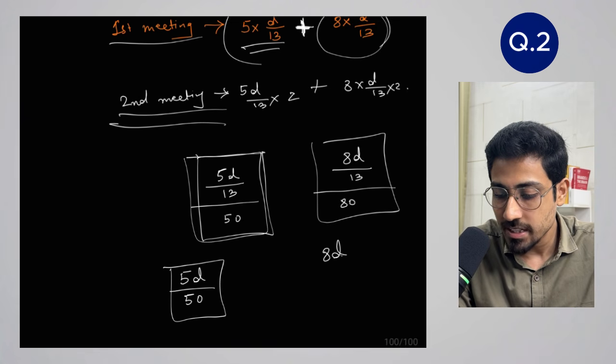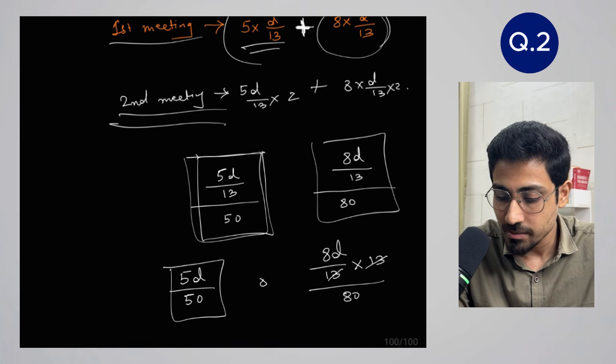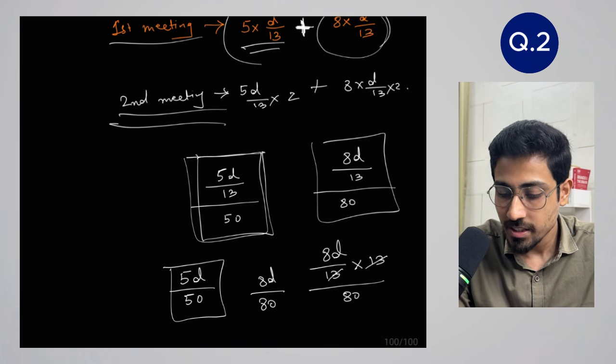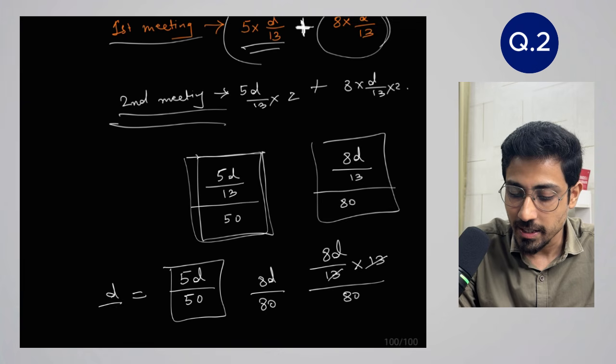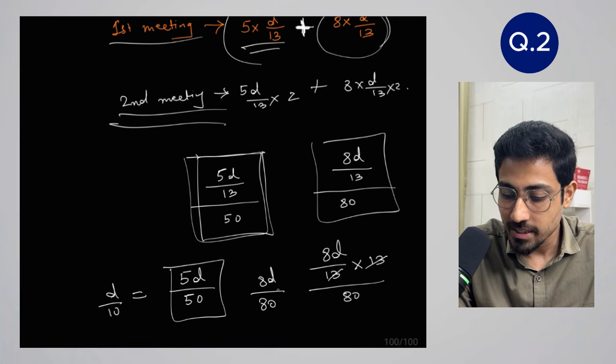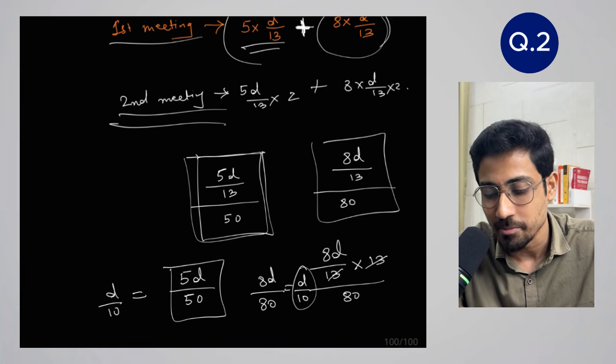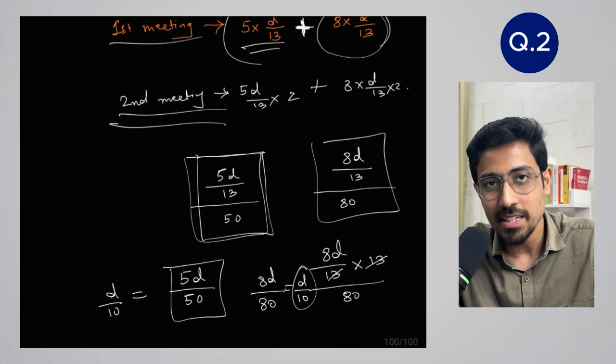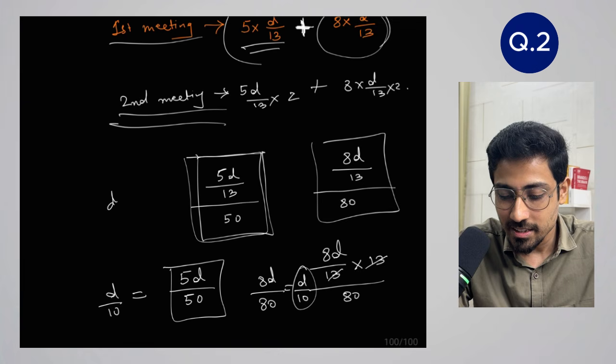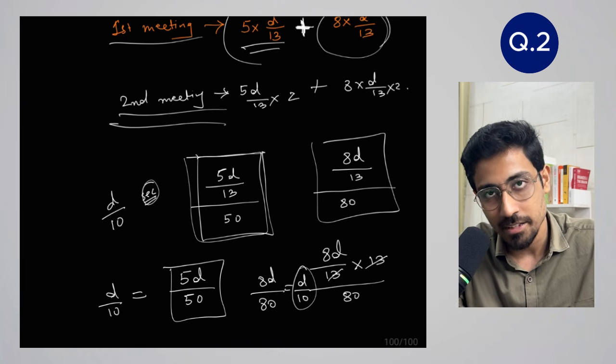Or I can also say 8d by 13 into 13 divided by 80. Again, if I calculate this, it is nothing but 8d by 80. If I simplify this, it is d by 10, and this also, if I simplify it, will be d by 10. Same time, obviously, they will meet at the starting point. So the total time will be d by 10 seconds. After d by 10 seconds, they will meet at the starting point.